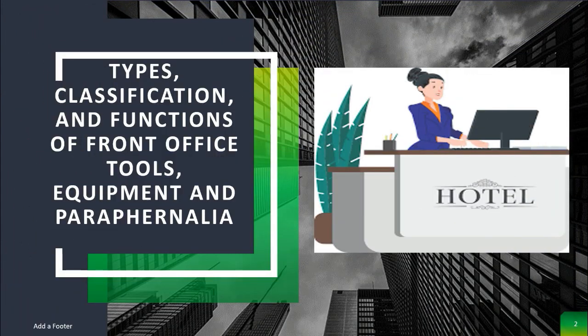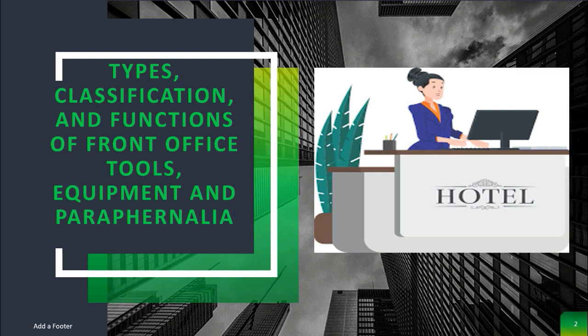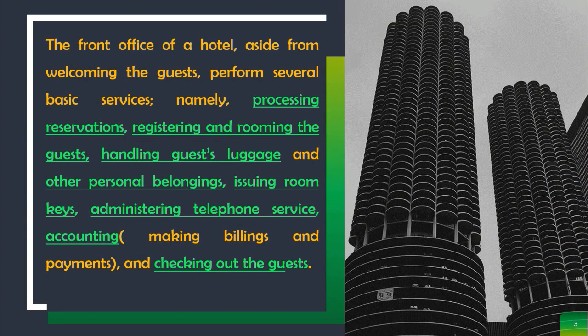Types, classification, and functions of front office tools, equipment, and paraphernalia. The first one: the front office of a hotel, aside from welcoming the guest, performs several basic services, namely processing reservations, registering and grooming the guests, handling guest luggage and other personal belongings, issuing room keys, administering telephone service, accounting for making billings and payments, and the last one is checking out the guests.